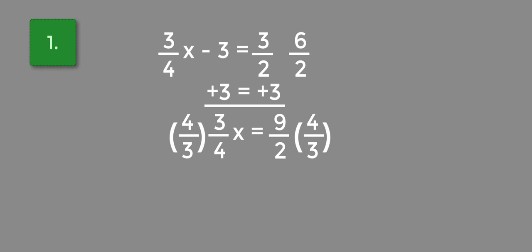This could look a little messy, but to me it's easier to always cancel before you multiply when you can. 9 divided by 3 is 3. 3 divided by 3 is 1. 2 divided by 2 is 1. 4 divided by 2 is 2. And we're left with 3 times 2 in the top, 1 times 1 in the bottom. So for number 1, x equals 3 times 2, which equals 6.